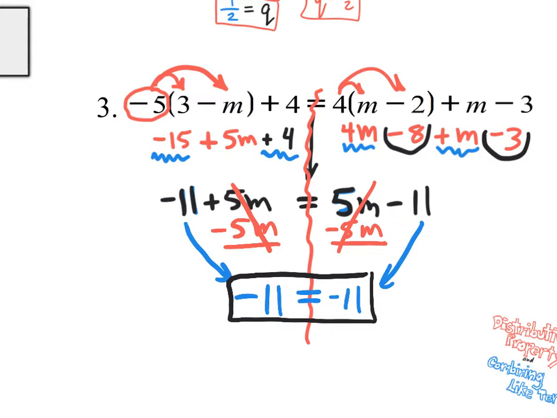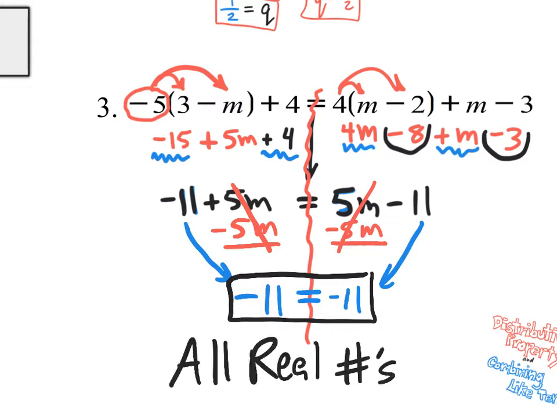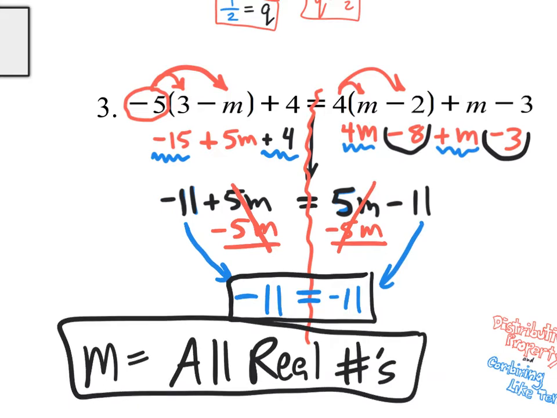It's always equal to itself. So whenever you have something that's always true, you say all real numbers. Now normally you would say x equals all real numbers, but in this case we're solving for m, so m equals all real numbers. This is your answer, m equals all real numbers. What does that mean? It means that your m value could be any real number you want, as long as you plug in that same real number into all the m positions.